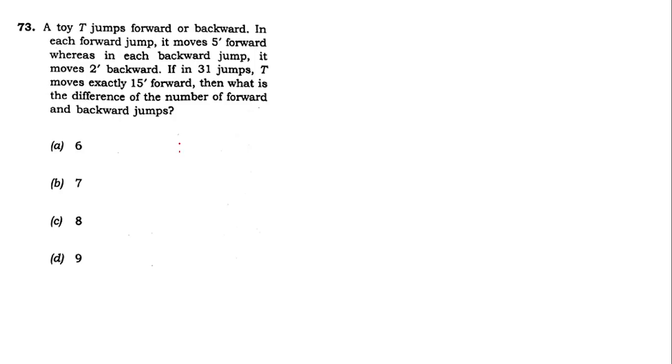So 5 inch forward, so 5 into forward means 5F we will take. And we have to subtract because it is coming backward by 2 inch. So for backward I will use the letter B. When it does it, it moves totally 15 inches. Now, total how many jumps? 31 jumps. In 31 we have F forward as well as backward. We don't know how many, but total it is 31 jumps. So F plus B is equal to 31.